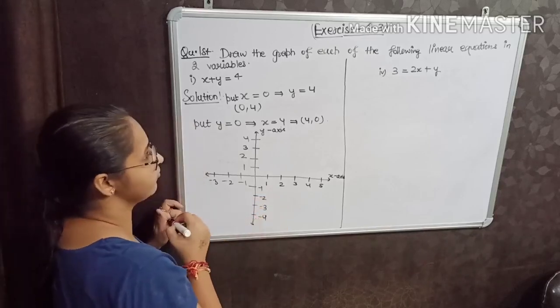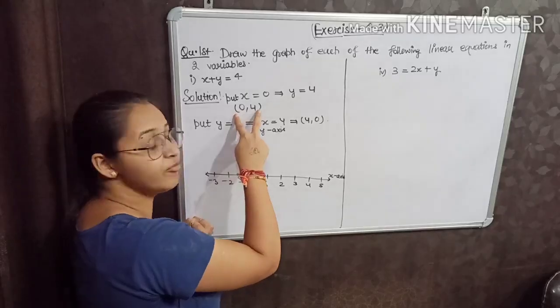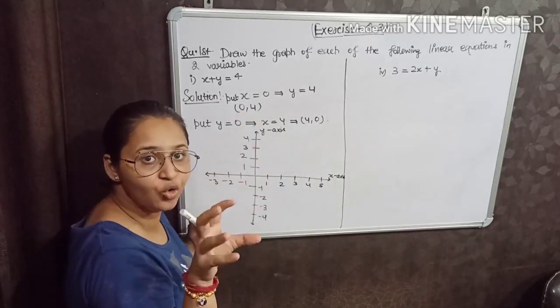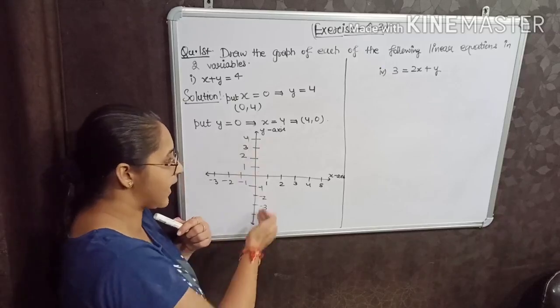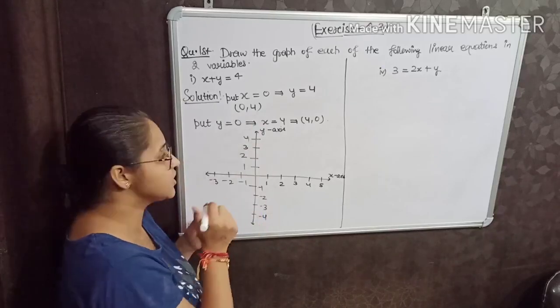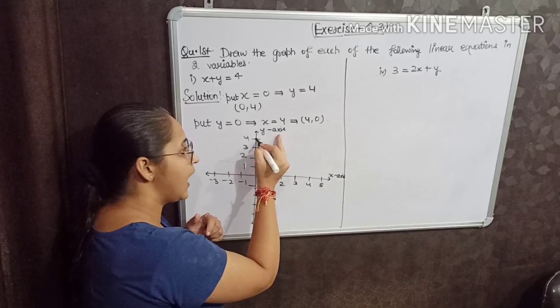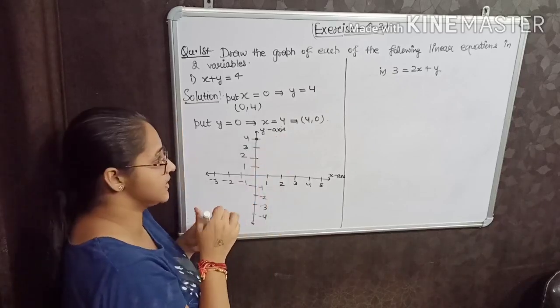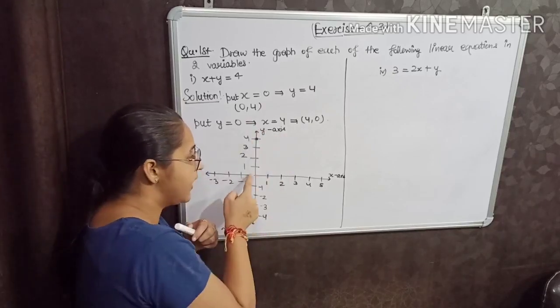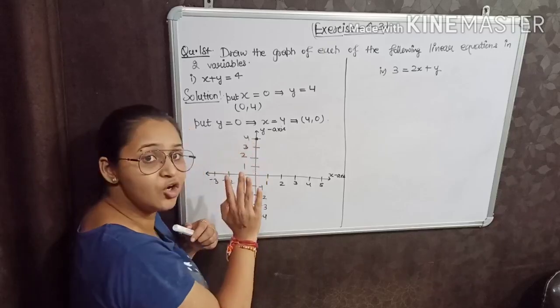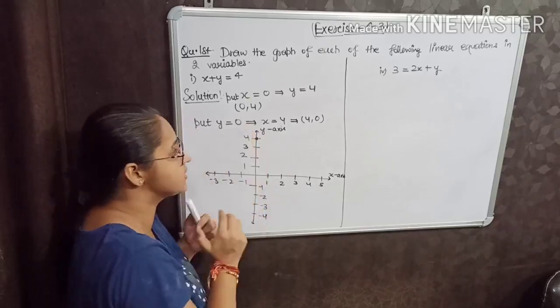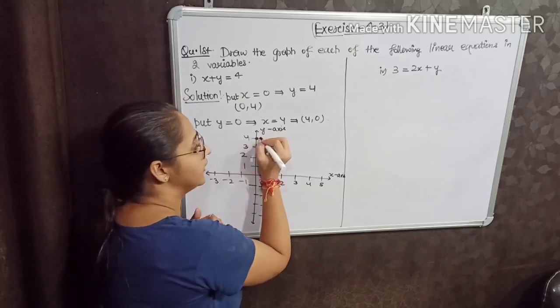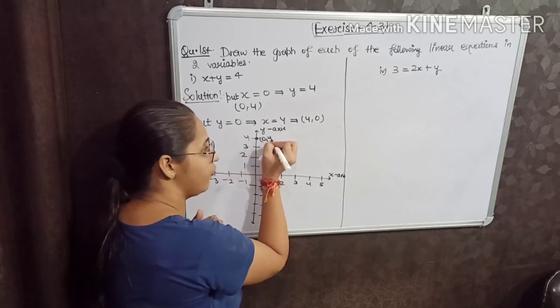Now first solution is 0, 4. It means x is 0 and y is 4. Where is y is equal to 4? This is the line for y-axis and y is equal to 4 is here. And see, on this y-axis, x coordinate is always 0. Why? Because there is no value for x on this particular axis. So this is the point 0, 4.